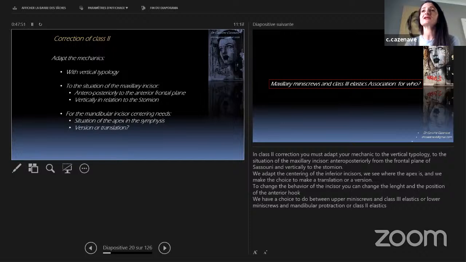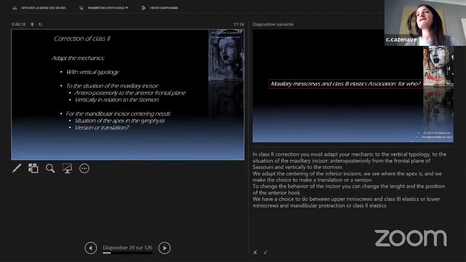In class 2 correction, you must adapt your mechanic to the vertical typology, to the situation of the maxillary incisor, anteroposteriorly from the frontal plane of Sassoon and vertically to the stomion. We adapt the centering of the inferior incisor, we see where the apex is, and we make the choice to make a translation or a version.